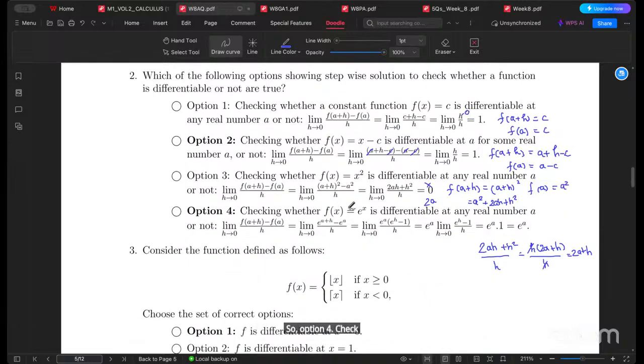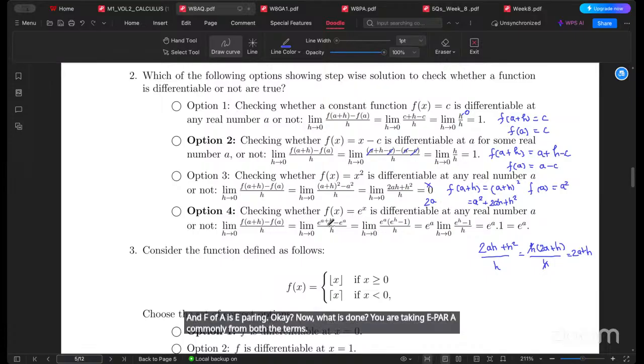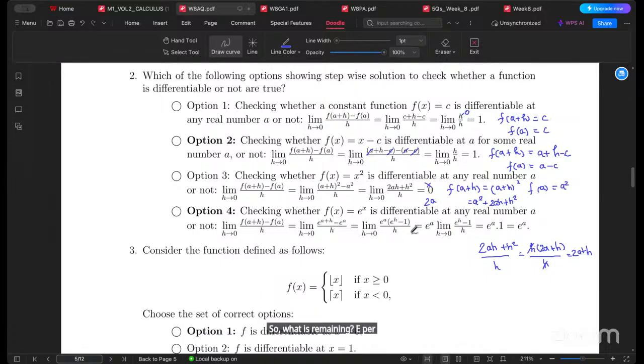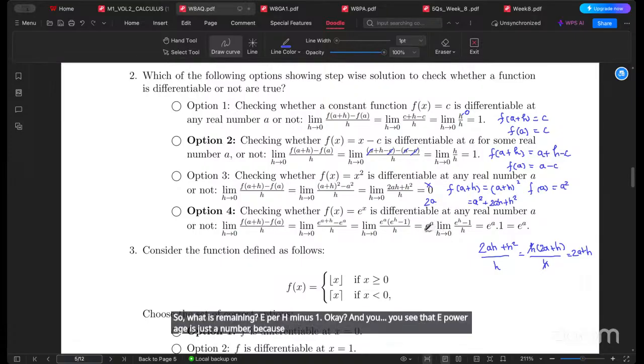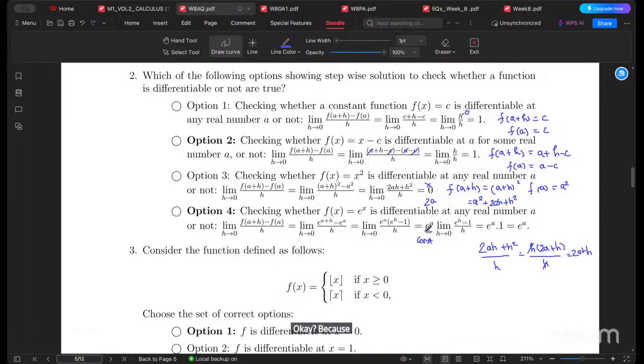So option 4. Check whether f of x is equal to e power x is differentiable at a. So f of x is equal to e power x. So f of a plus h is e power a plus h and f of a is e power a. Right? Now what is done? You are taking e power a commonly from both the terms. So what is remaining? e power h minus 1. And you see that e power a is just a number because a is a constant, so you can take it out of the limit. Then you are left with e power h minus 1 by h. Now what happens when you apply h goes to 0?